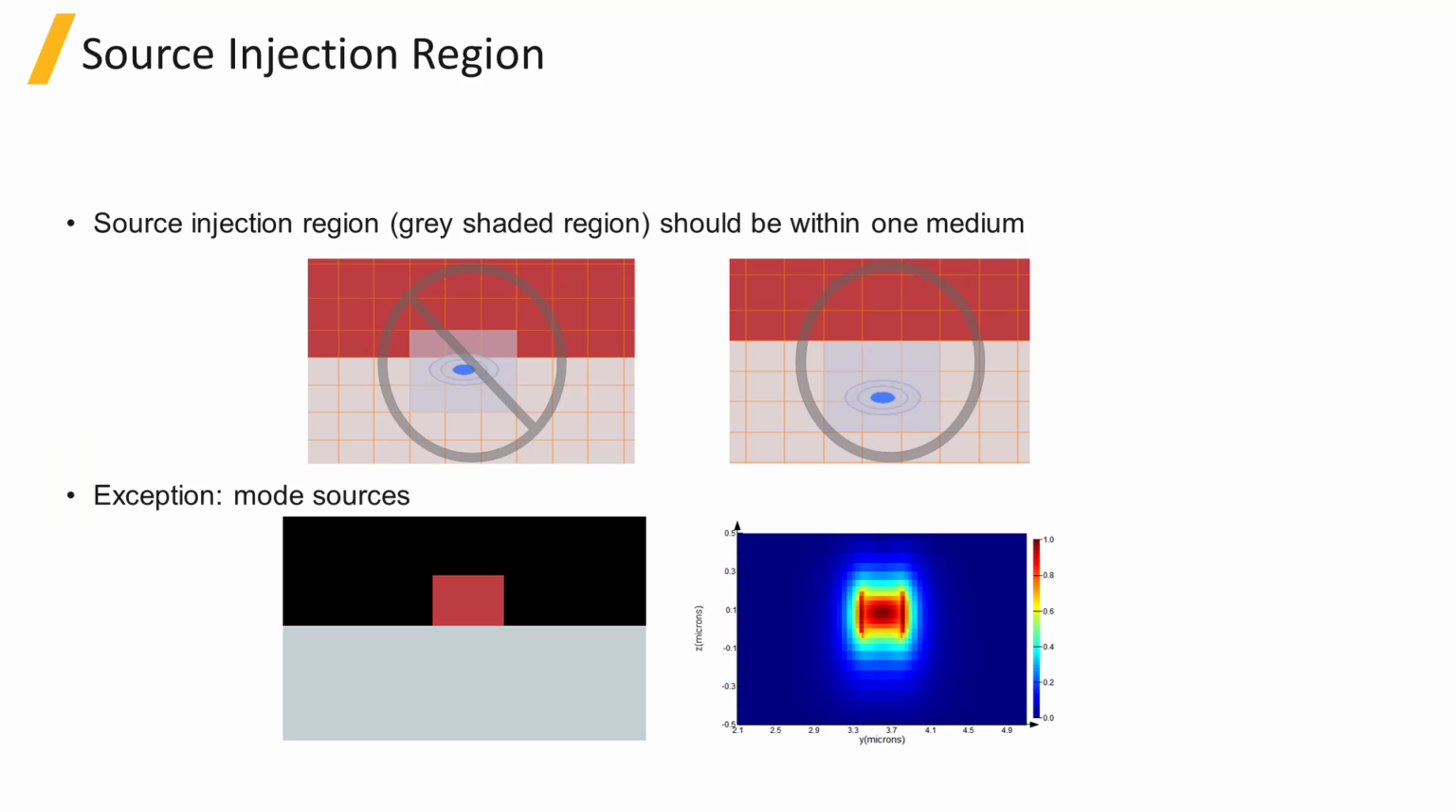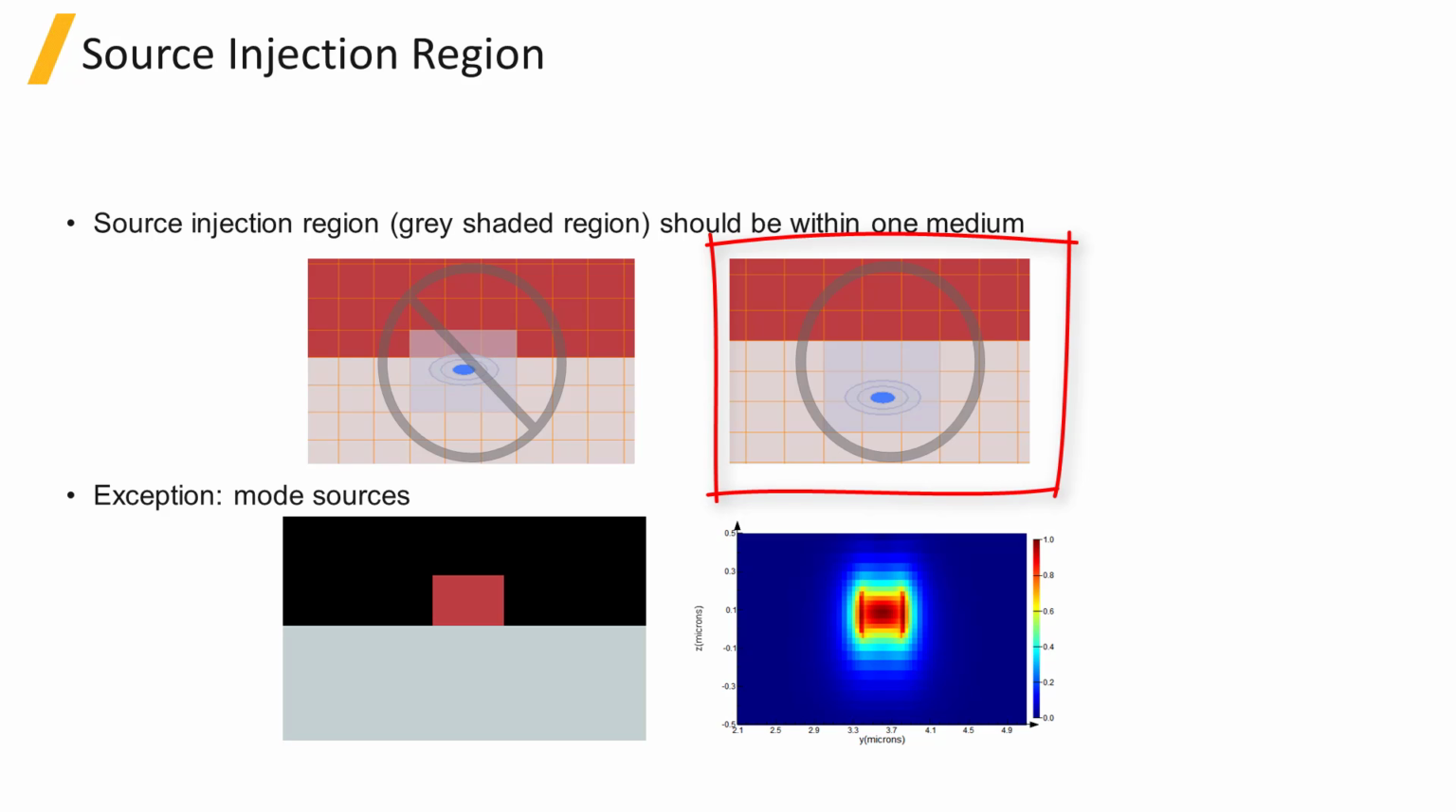Now that we've seen how to set up the basic properties of sources, here are some useful tips to know when you set up a source. The source has a finite 2 to 3 cell wide injection region, which is displayed as a gray shaded region in the CAD view. To avoid any injection errors or scattering at the source injection plane, the shaded injection region should always be contained in one medium, meaning that the source injection region shouldn't intersect with two different objects.